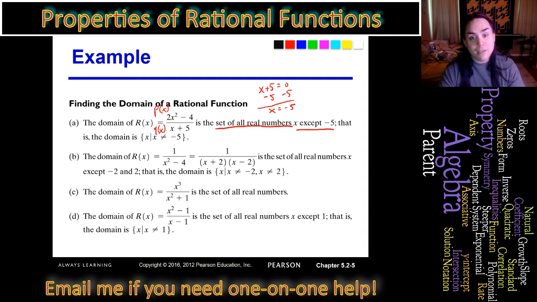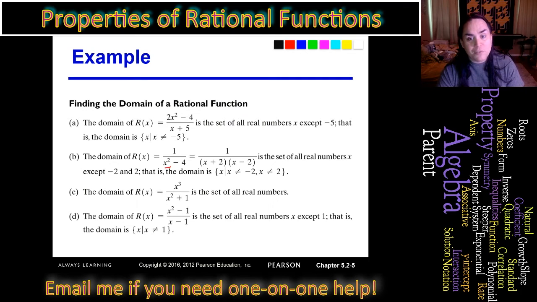So the domain, we would write it in set notation. There we go. The domain in set notation is all values of x. Remember, this line means such that x does not equal negative 5. So that's that one. How about this one?